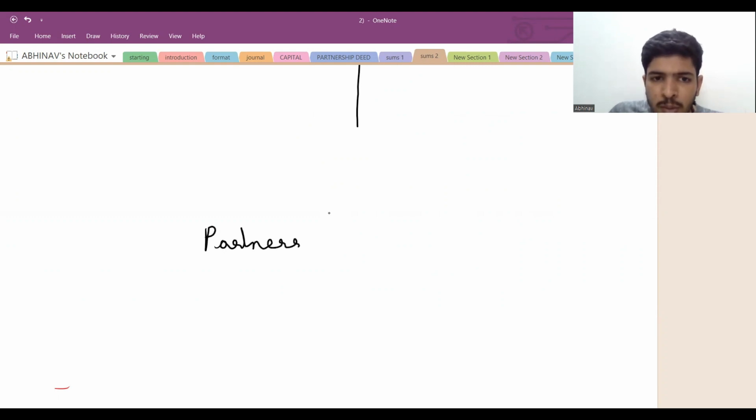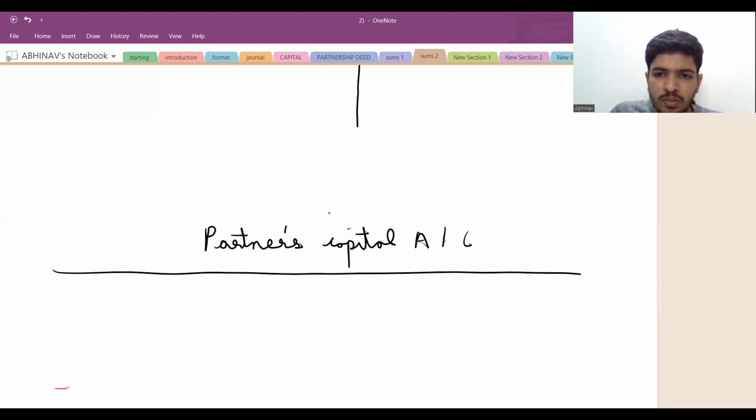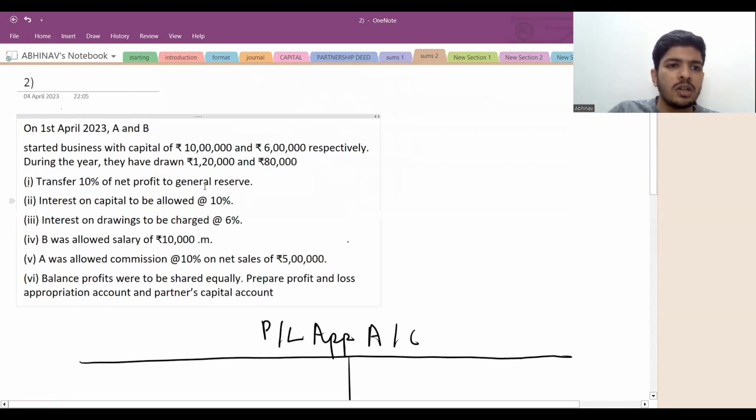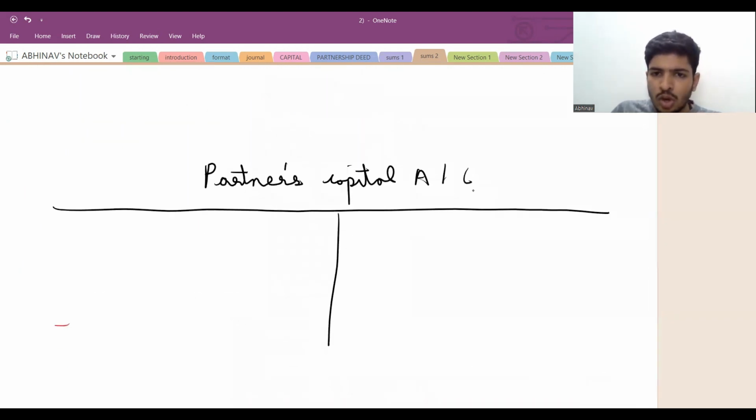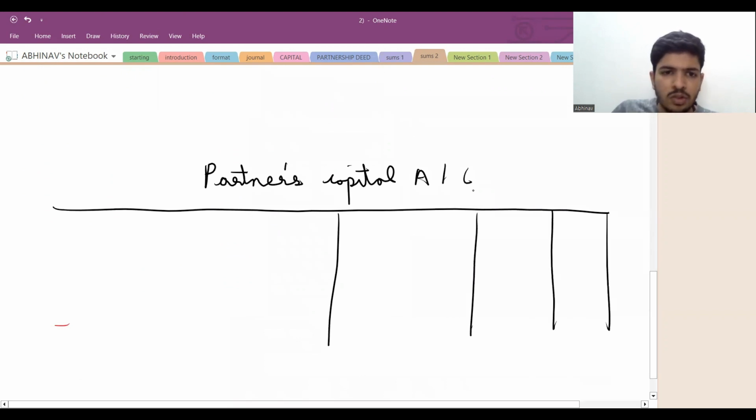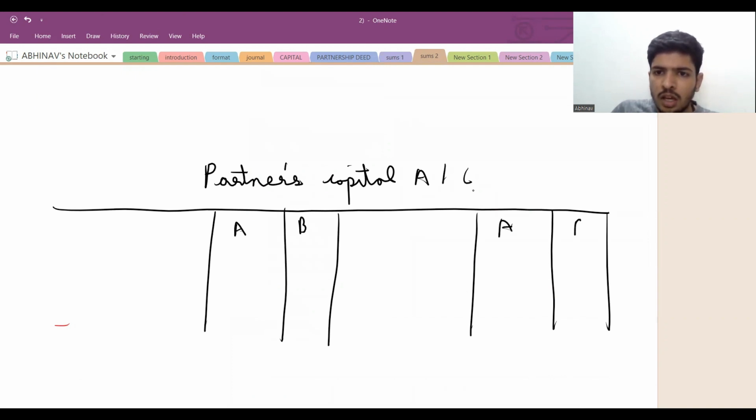Then I want you to prepare the partners' capital account here. How many partners are here? A and B. So there are only two partners, so there'll be only two columns, like mentioned before. So A, B, A and B.